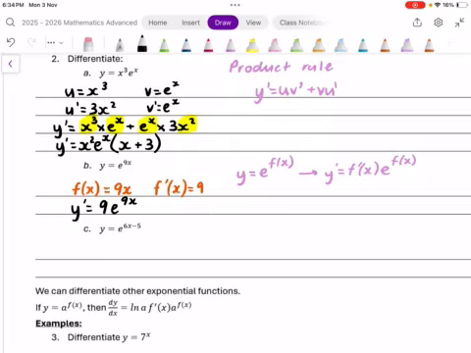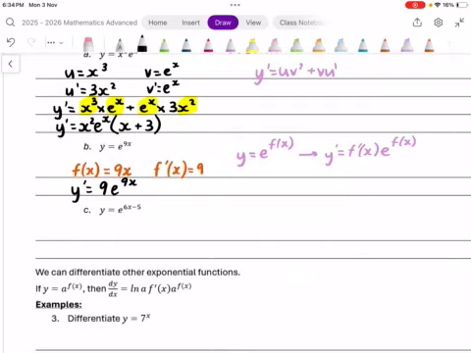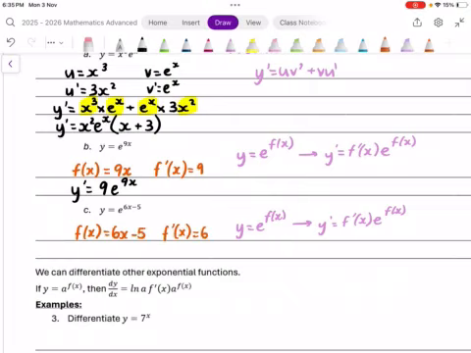Same scenario with our next one, y equals e to the power of 6x minus 5. So we have it in the form of y equals e to the power of f x, so y dash equals f dash x e to the power of f x. So we'll have that our f x in this case is equal to 6x minus 5, and the derivative of that is equal to 6. So that means our y dash will equal 6 e to the power of f x, which is 6x minus 5.